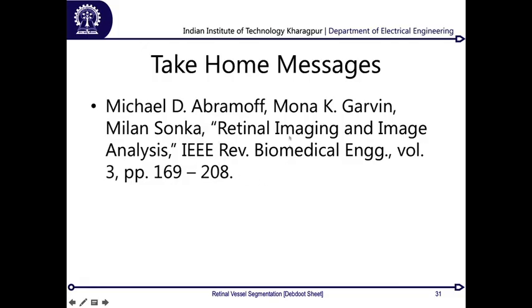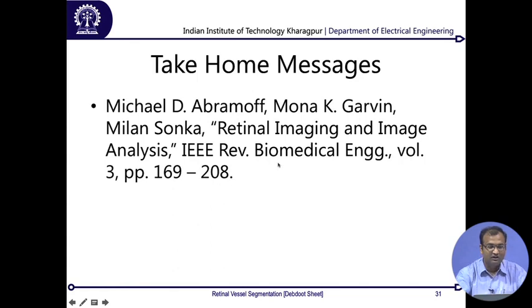One pointer which I would give you is to look into this particular paper on retinal imaging and image analysis, which appeared in IEEE Reviews in Biomedical Engineering around the year 2010, if I remember. Just have a careful look into this paper. It's a very long paper where you have discussions on how retinal imaging is done, the whole anatomy of the retina, and the different problems which are solved, with more than 100 papers discussed at length, which will give you a very foundational overview. Since we have a very short span to discuss, I have just a few pointers for you, but you can read more details in this particular paper as well.